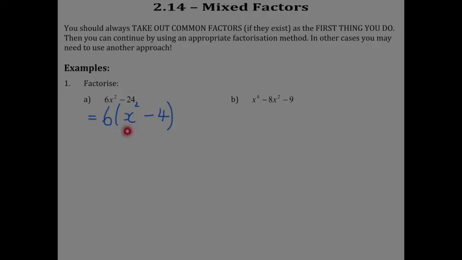But now I need to recognize that this bracket can still be factorized further. It hasn't been simplified because it's a difference of 2 squares, which means that I've now got 6. Each bracket will begin with x, because x times x gives x squared. 2 times 2 is 4. One bracket gets a plus, one bracket gets a minus. There is my final answer for that one.